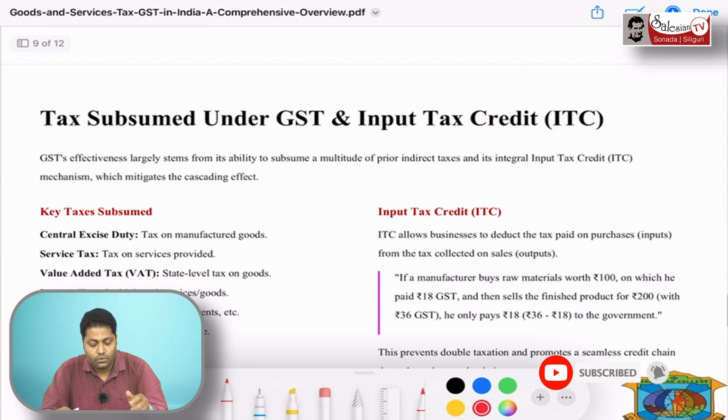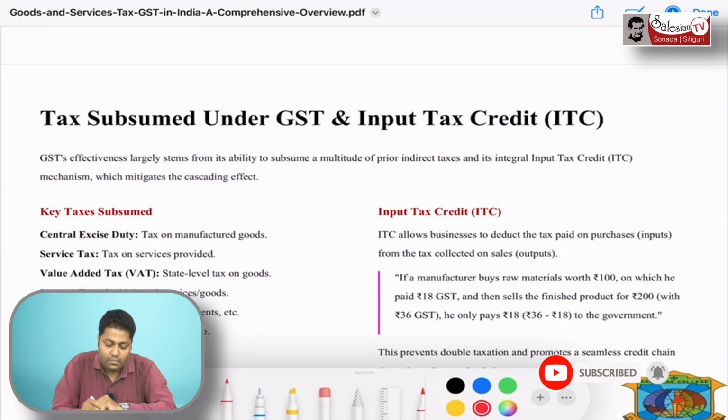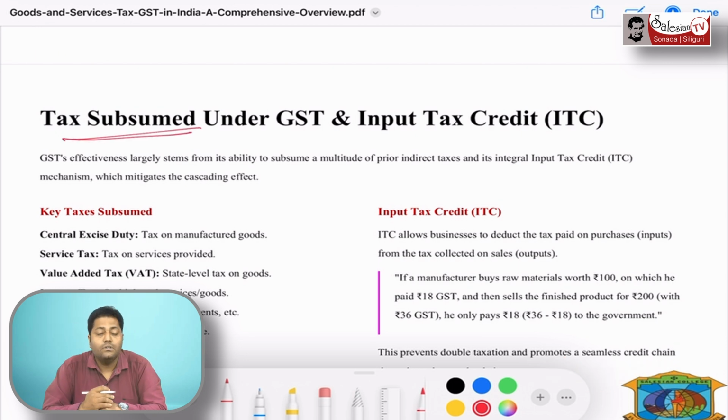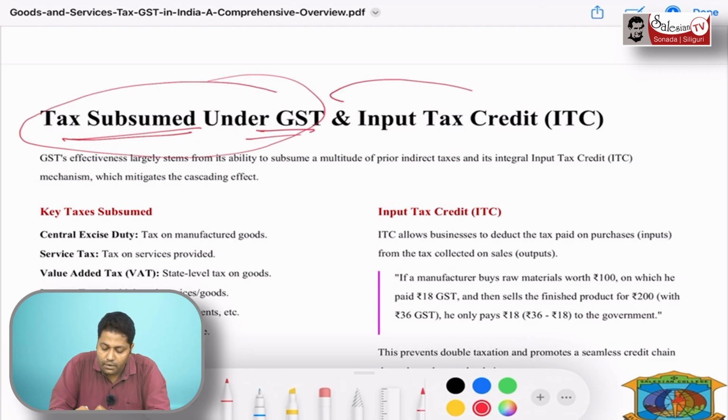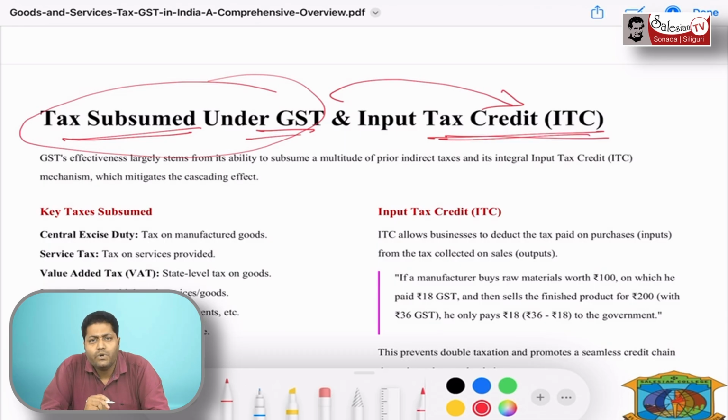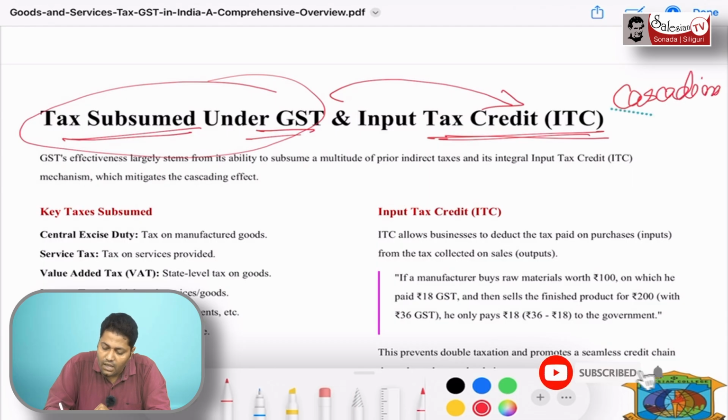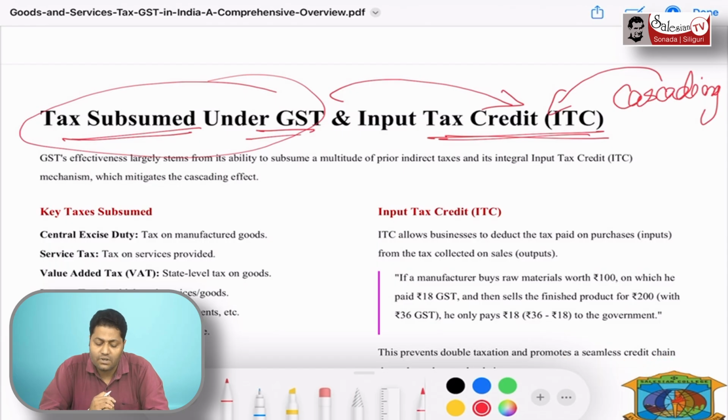Now, as I have said, when GST came, many taxes were subsumed under GST. And if they are subsumed, a new thing came here, input tax credit. Why are we studying input tax credit? As we have heard about the cascading effect, no cascading effect should be there. So government has introduced input tax credit.